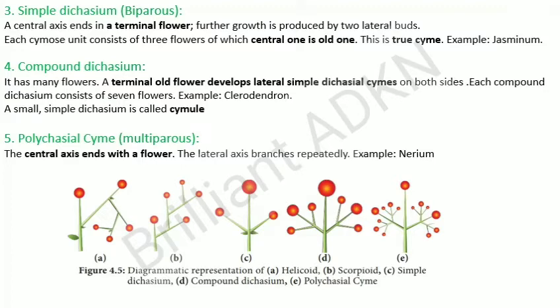This is the diagrammatic representation of helicoid, scorpioid, simple dichasium, compound dichasium and polychasial cyme. By seeing the diagram, you can understand those types.